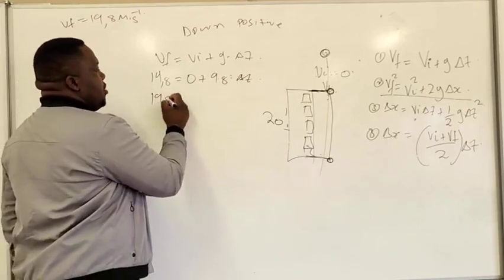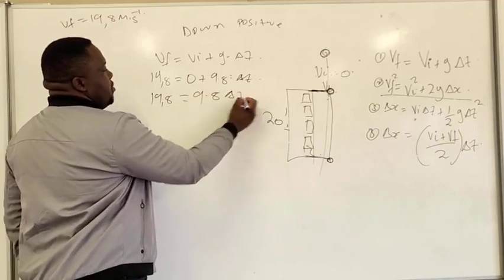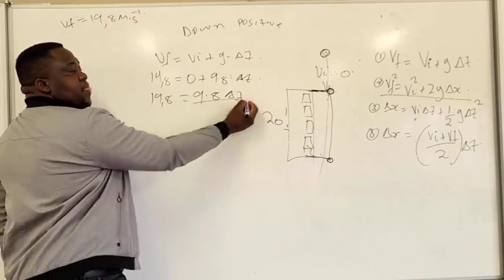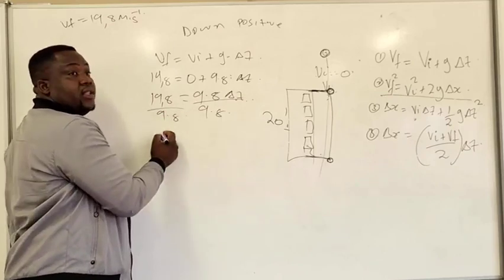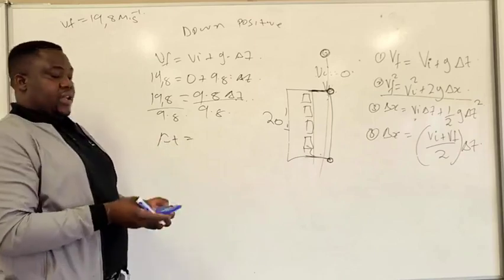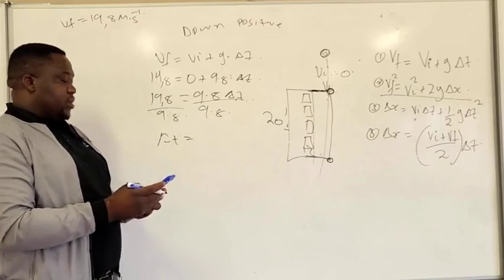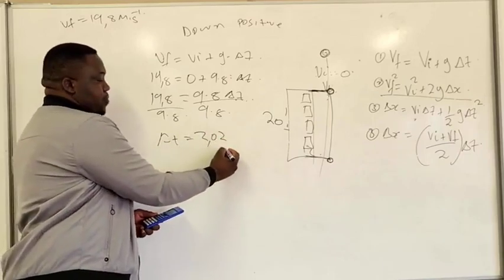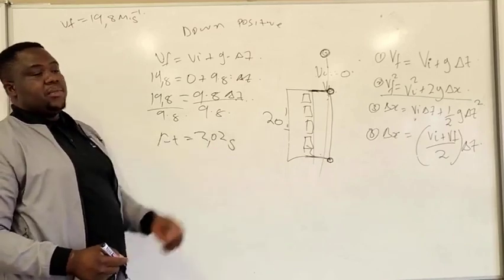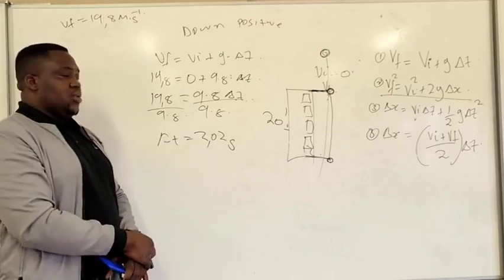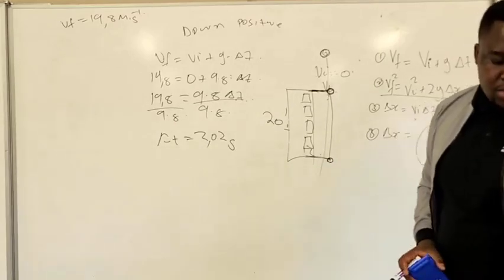So I'm going to have 19,8, which is equal to 9,8 change in time. Then if I want to solve for time, I'm going to divide by 9,8. So my time will be 19,8 divided by 9,8. And that will give me 2,02 seconds. So it means that for this ball to travel 20 meters, it took 2,02 seconds.